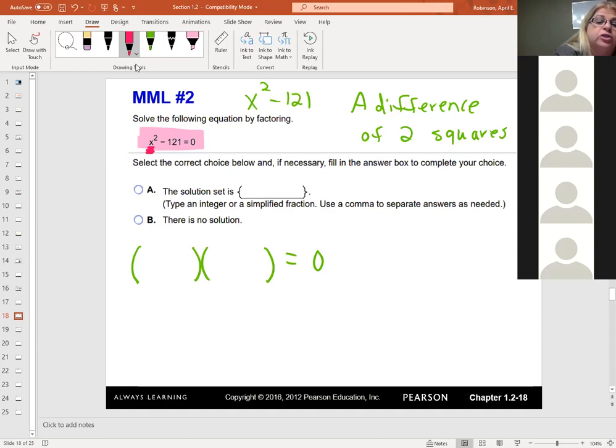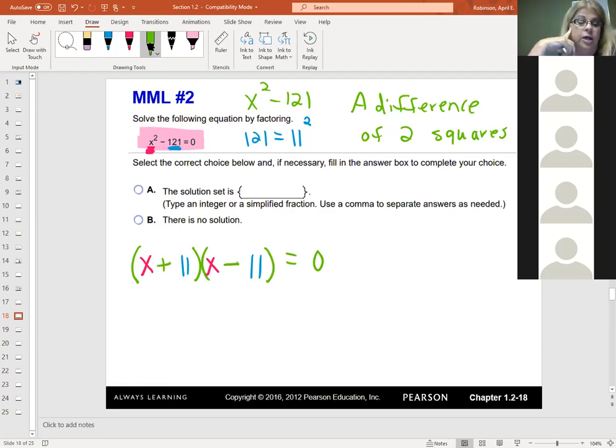Because your first term is an x squared, you only have one choice, x times x for first times first. And then your last term is this 121. That is actually a perfect square. 121 is 11 squared. So I'm going to put an 11 here and an 11 there. The signs, however, one of them has to be a plus and the other one has to be a minus. So they almost look like identical twins, but not quite. They're more like fraternal because one's a plus and one's a minus. You've got an x plus 11 and an x minus 11, or you can say it's the good twin and the evil twin, but they're called conjugates.